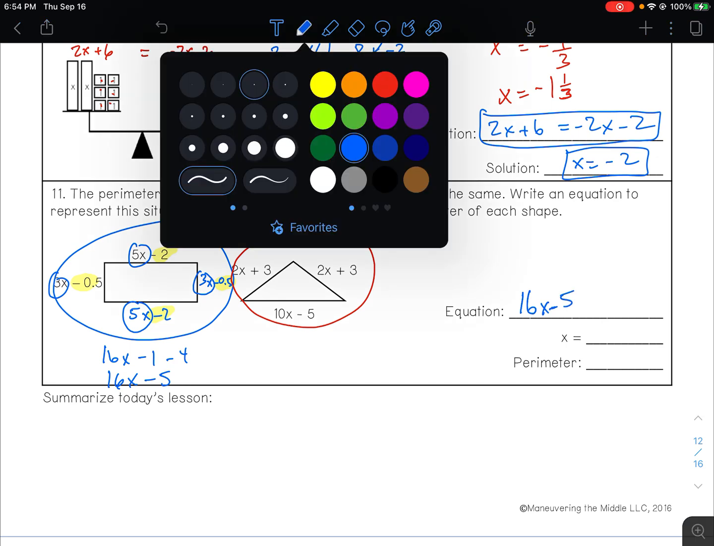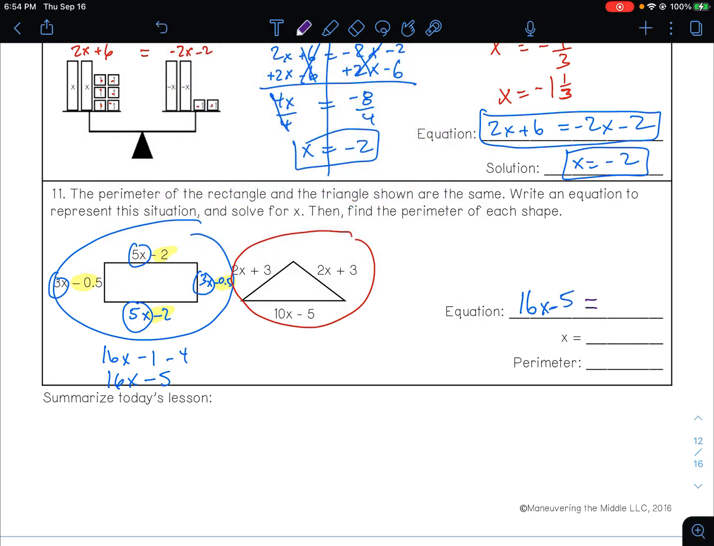On the other side of the equation, let's go ahead and put a little purple equal sign in the middle. The red part, it's 2x plus 3 plus 2x plus 3 plus 10x minus 5. So let's add the x's. 2x and 2x and 10x. That's 2 plus 2 is 4 plus 10 is 14x. And then we have 3, 4, 5, 6. 6 minus 5 is 1. So plus 1. So equals 14x plus 1.